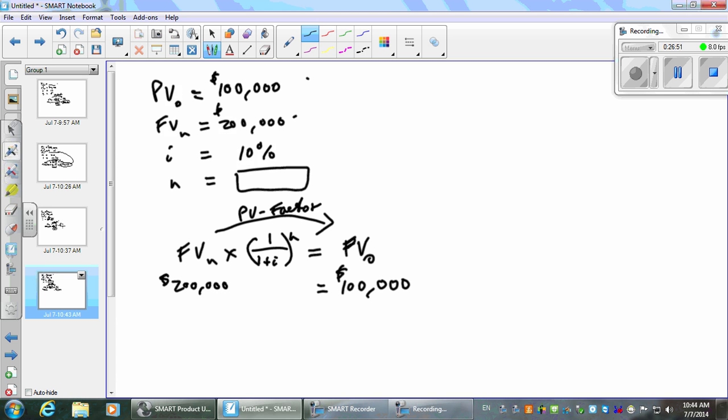But now you'd be on what kind of a table? Present value of a sum table, right? What is this factor anyway? It's 0.5, isn't it? 0.50? What I've got is 1 over 1.10 raised to some number of periods is 0.5, right? That's what I'm doing, okay?